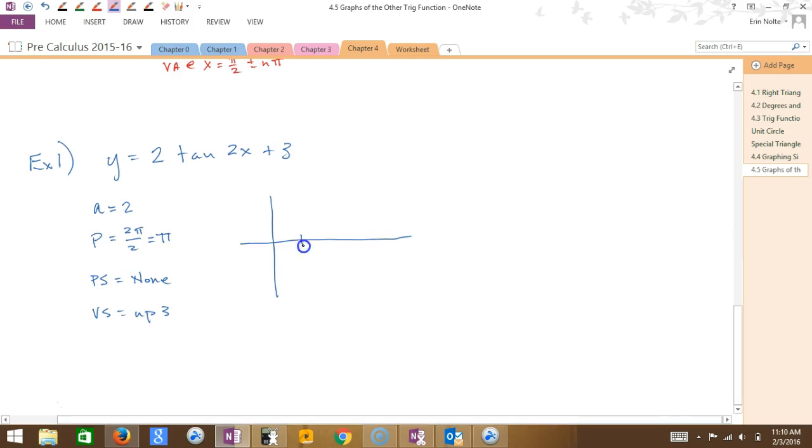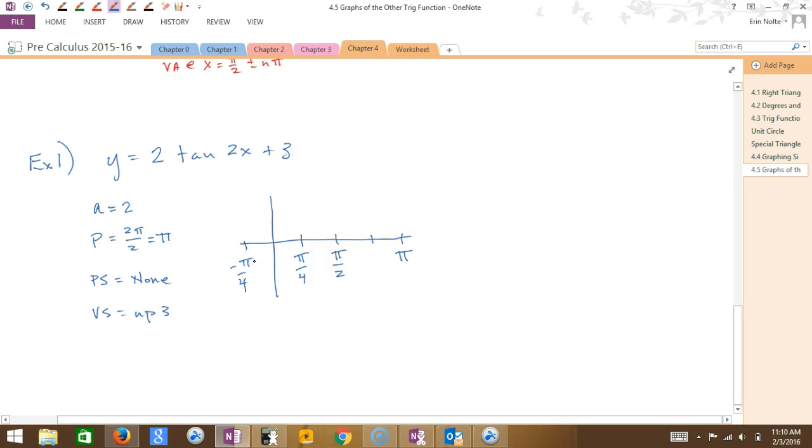Okay, so 4th increment is what? Pi. So what's half of pi? Pi over 2. What's half of pi over 2? Pi over 4. Okay, and I'm going to do 1 in my negative direction.